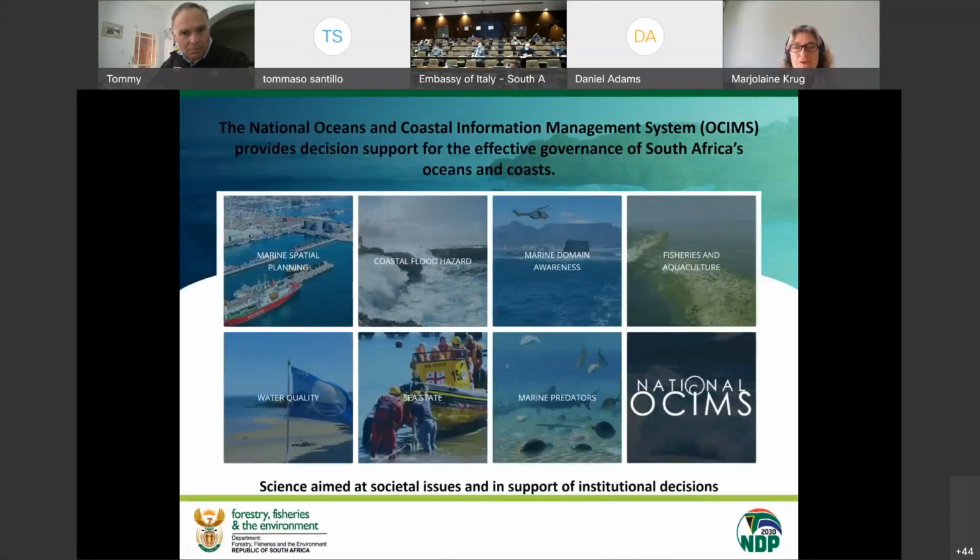So OSIMS is a project which aims to improve governance and management of South Africa's oceans and coast, as well as promote the ocean economy. It is funded by the Operation Phakisa Ocean Economy Portfolio. And it distributes decision support tools to stakeholders across a number of themes, going from marine spatial planning, coastal flood hazard, maritime domain awareness, fisheries and aquaculture, and others.